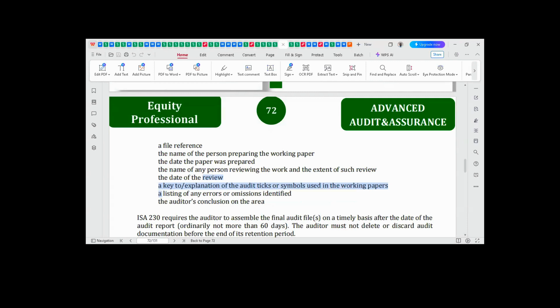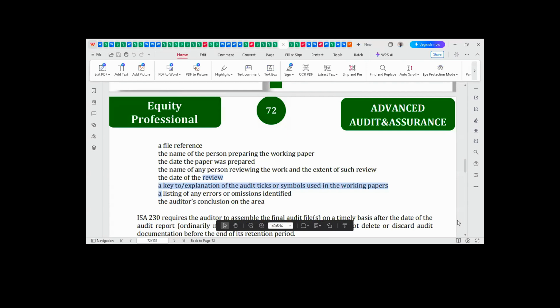Then you have another feature of audit documentation, which is the auditor's conclusion. There must be a conclusion in every audit. There's no audit that is left open-ended. There must be a conclusion.